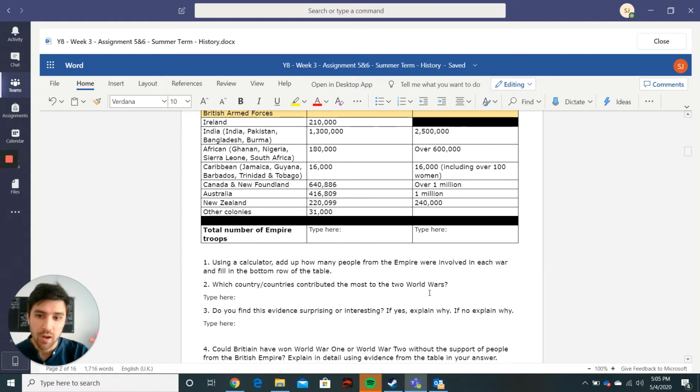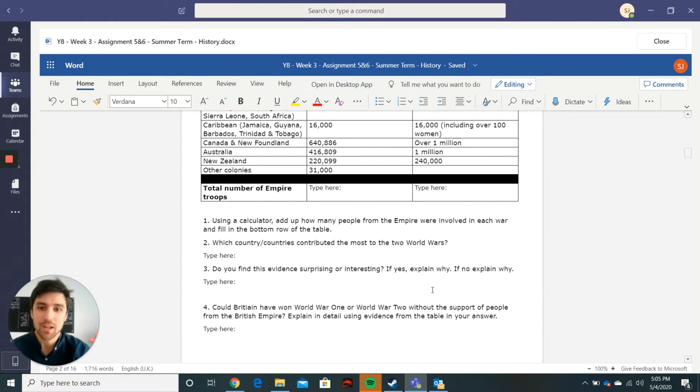Okay, so I've gone and done some sums as well. Looking at question 1, how many people from the empire were involved in each war? Well, in total, it's 8,370,794. I've not done it individually for each world war. You can do that yourselves, but clearly across both, it is a huge number. If you look at World War I, for example, it's only just under half, or not far under half, of the total troops that fought for Britain were from the empire.